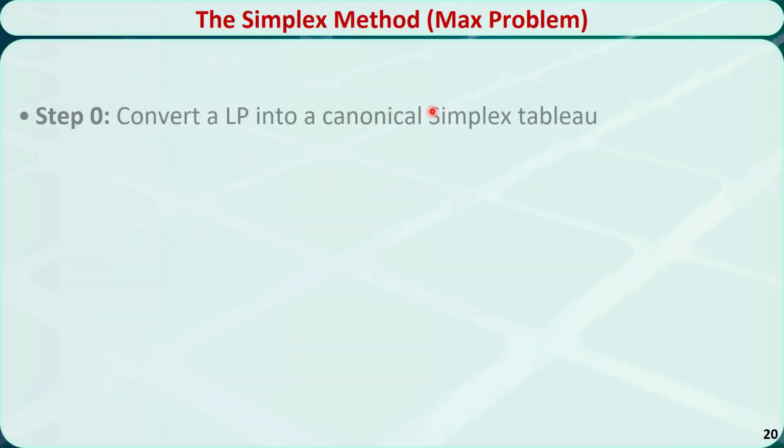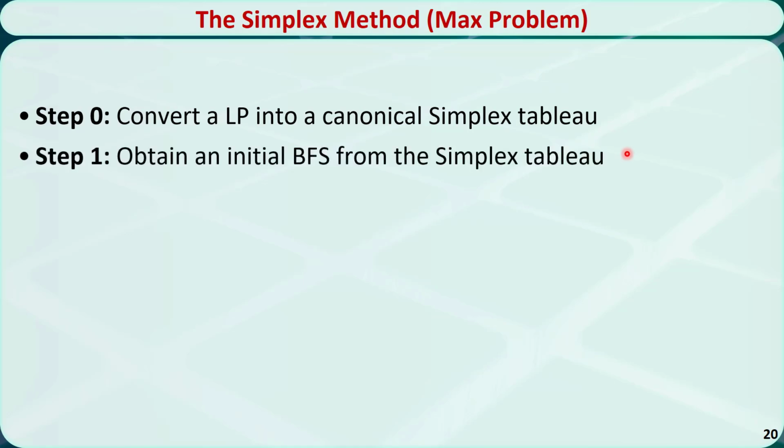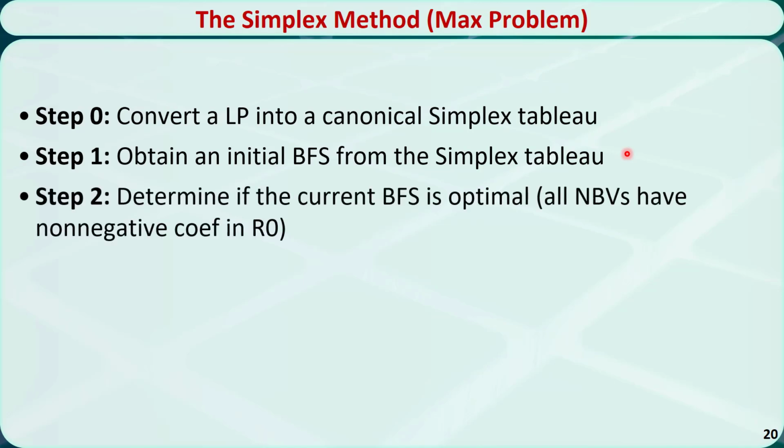To sum up, we can use the following steps to solve a maximization linear programming problem. Step 0. Convert a linear programming problem into a canonical simplex tableau. Step 1. Obtain an initial basic feasible solution from the simplex tableau. Step 2. Determine if the current basic feasible solution is optimal by checking if all non-basic variables have non-negative coefficients in row 0.